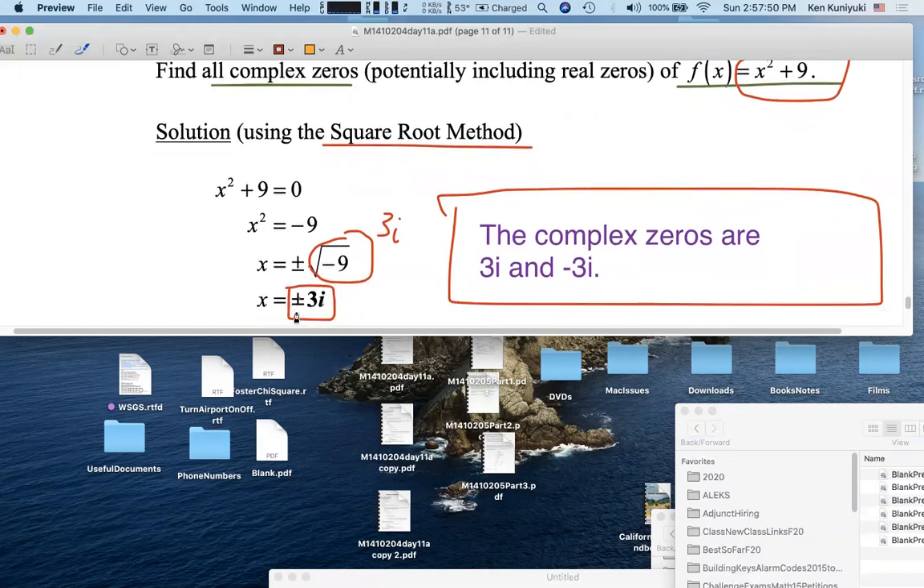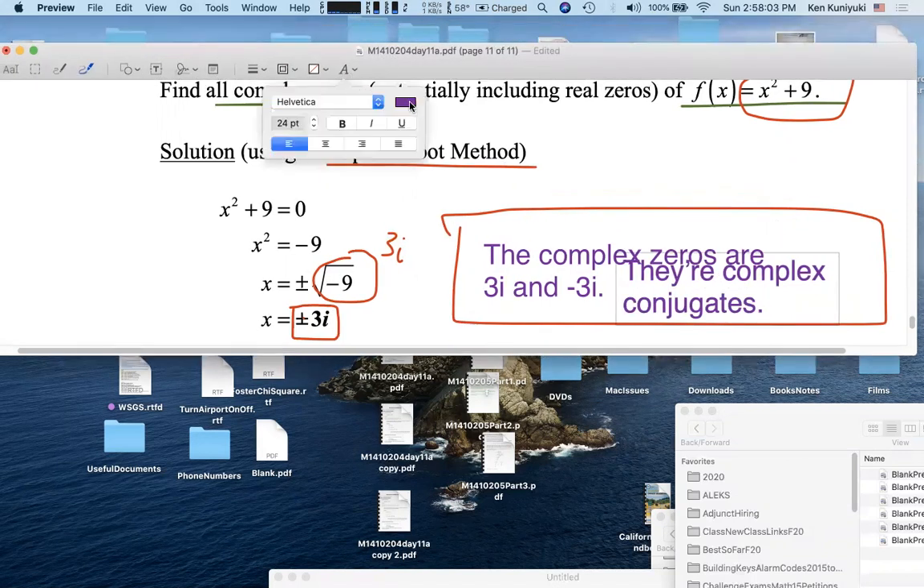And notice they're related how? The complex zeros are complex conjugates. They are complex conjugates. And we're going to come back to that.